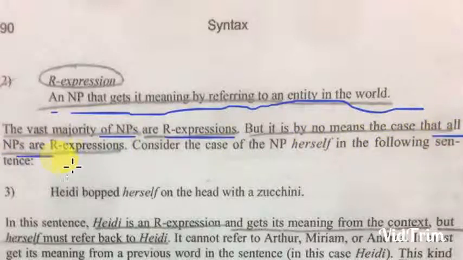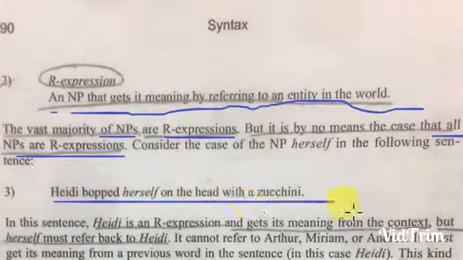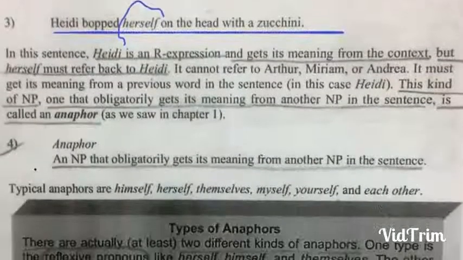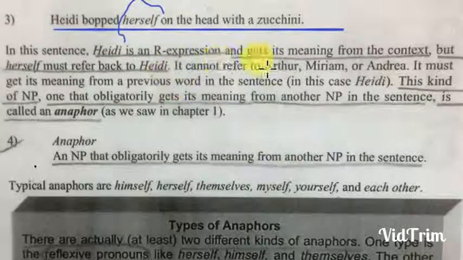Here, Heidi bopped herself on the head with a zucchini. Heidi bopped herself on the head, bopped herself. Now, here, Heidi is an R-expression and gets its meaning from the context. But herself must refer back to Heidi. It cannot refer back to Arthur, Miriam, or Andrea.